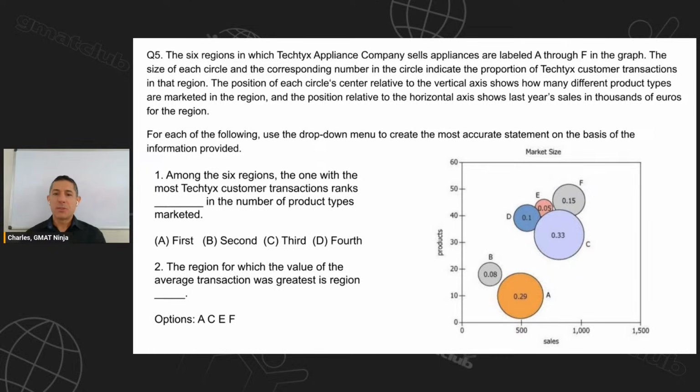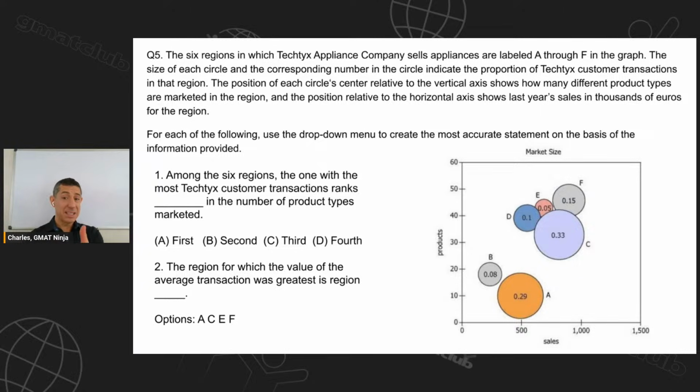Question 2, region for which the value of the average transaction was greatest is which region, A, C, E, or F? This one really caused trouble for you guys, and I think it's interesting. So average transaction is greatest. What does that mean? What's an average transaction? Well, that's the value of the average transaction. So that's going to mean dollar amount per transaction. So what do you want? You want more sales, more dollars, fewer transactions. Okay, so where do we see a bubble that has lots of dollars, but not very many transactions?